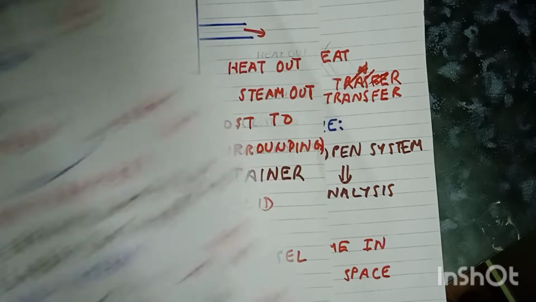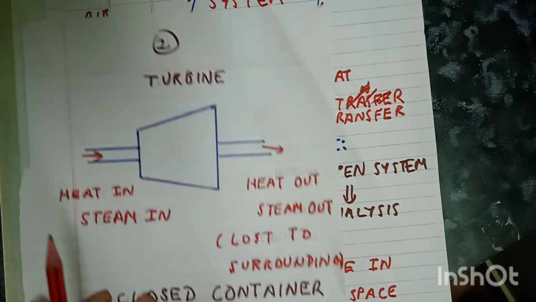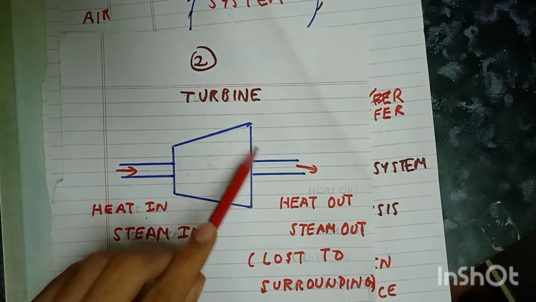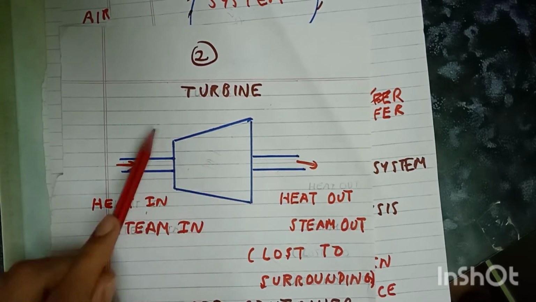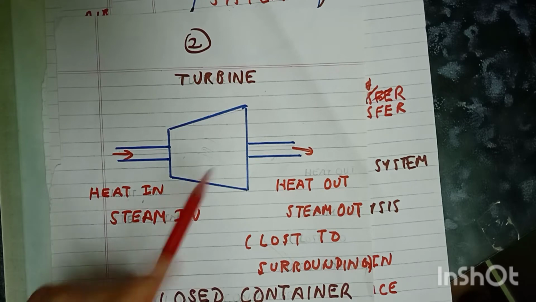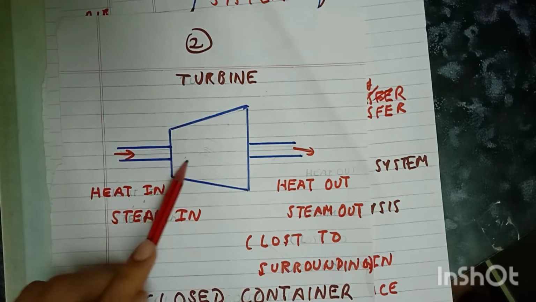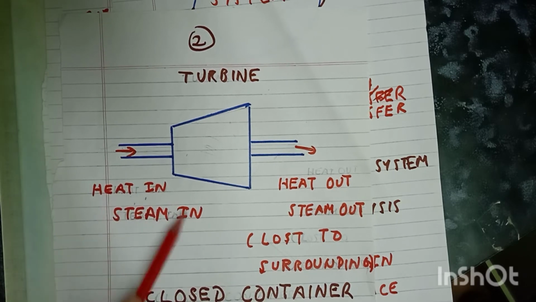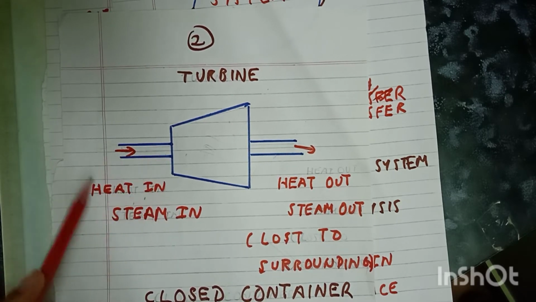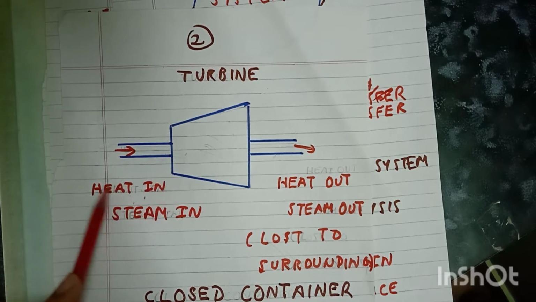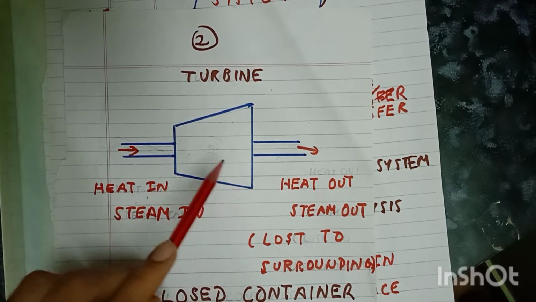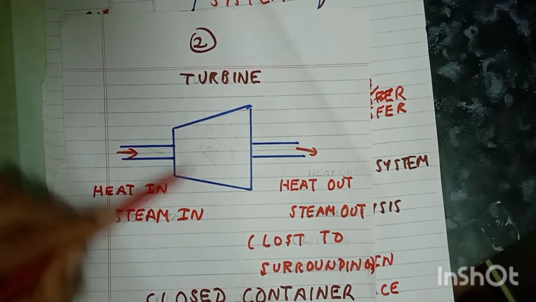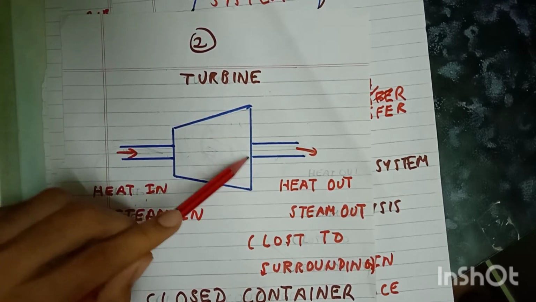For example, consider a turbine. This is the diagrammatic representation of a turbine, which you'll be learning further in the upcoming videos. In a turbine, what normally flows is heat and water vapor, normally steam. The steam moves in, and the heat also moves inside. Then it rotates this fan, and the fan rotates the generator.